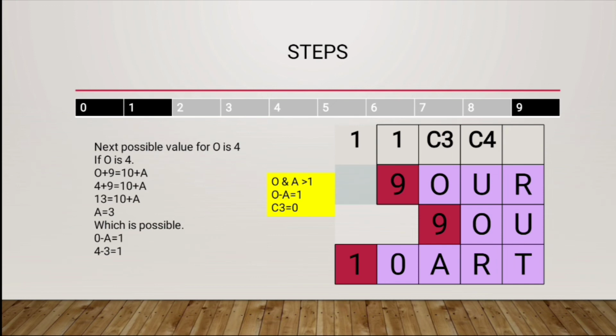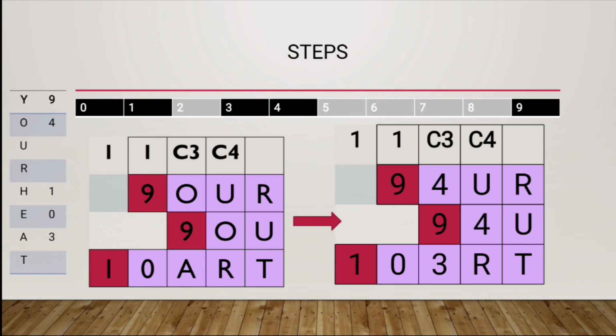So if O is 4, what happens? O minus A should be 1, which means 4 minus A is going to be 1, that is, A value will be 3. That is what we solved here. This will be pretty clear because we are repeating these steps. So if O value is 4, A value should be 3.